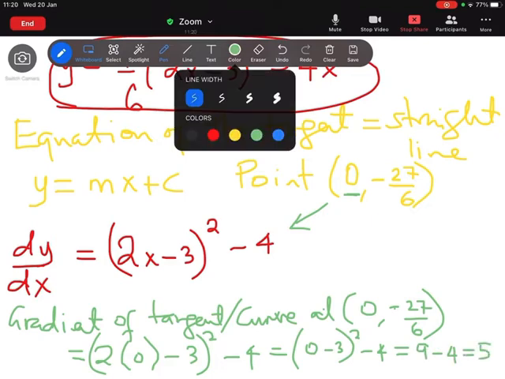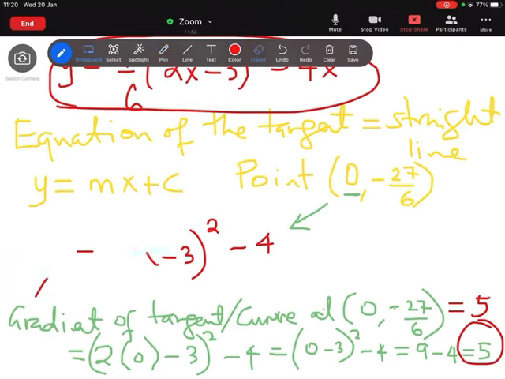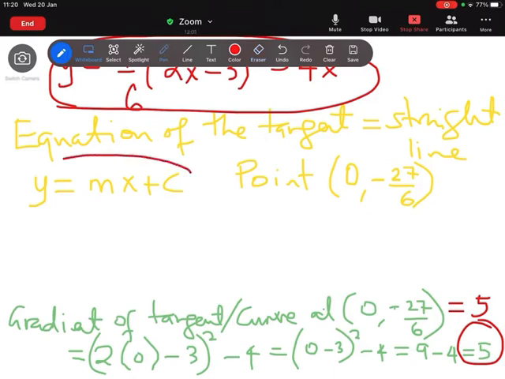And there we go. We have the gradient of the curve to be 5. The gradient of the tangent or the curve at that particular point where x equals 0 is 5. So I can now delete our dy/dx so that I can go ahead and find the equation of the tangent. Remember, the tangent is a straight line, so it takes the form y equals mx plus c.